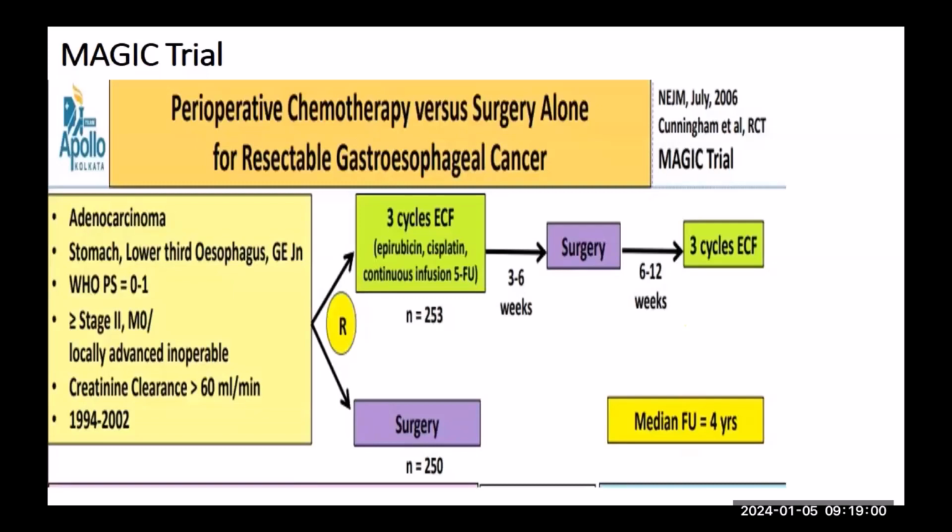There was the MAGIC trial of perioperative chemotherapy versus surgery alone in resectable esophageal cancer. This trial studied locally advanced adenocarcinoma of the stomach as well as the lower esophagus and GE junction. There were 2 groups. In one group they did only surgery, and in the other group they gave 3 cycles of ECF, then surgery, followed by 3 more cycles of ECF.